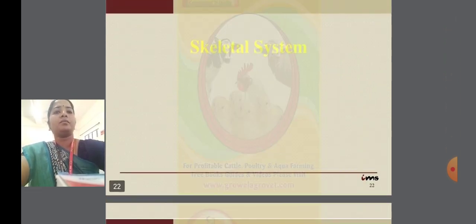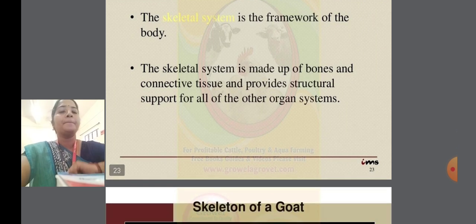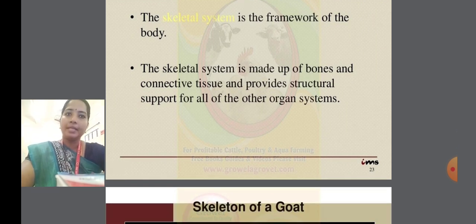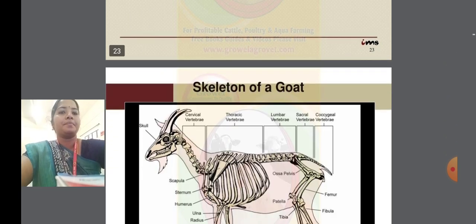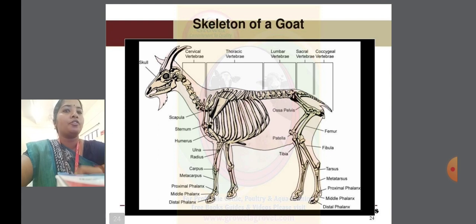So, what is the skeletal system? The skeletal system is the framework of the body. Each and every being has a skeletal system that is of bones. The skeletal system is made up of bones and connective tissues and provides structural support for all the other organ systems. So here we see a skeleton of a goat.